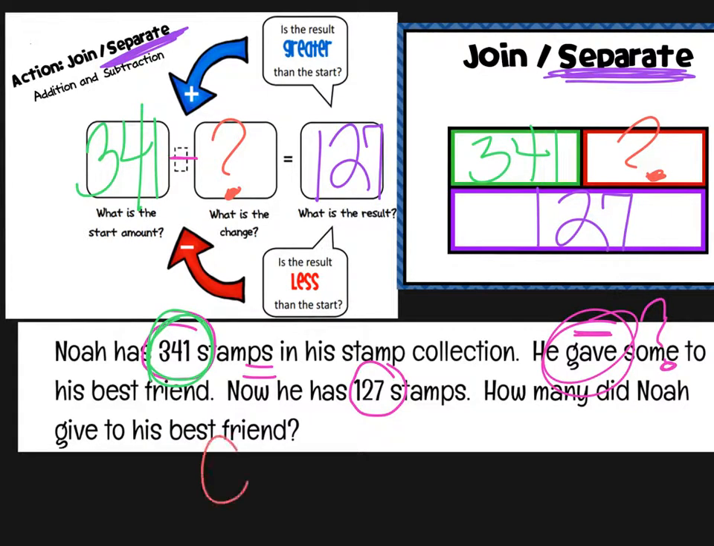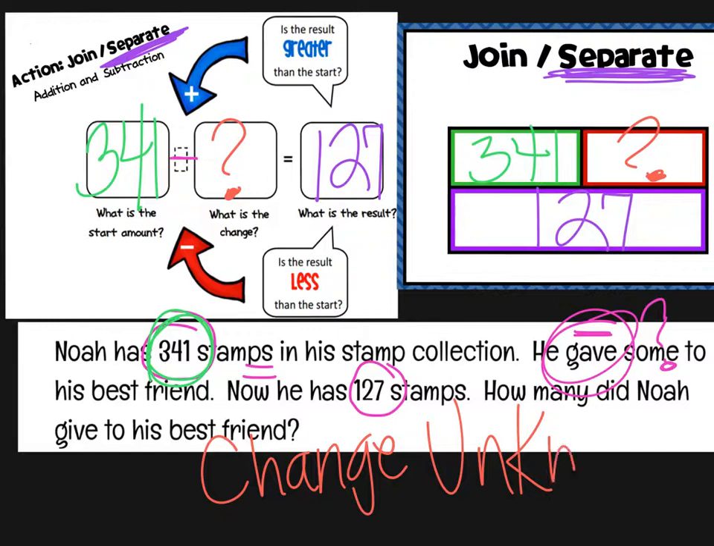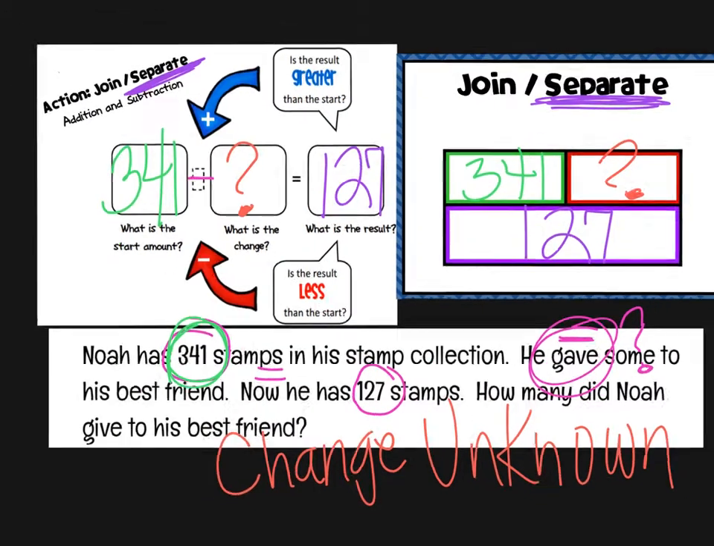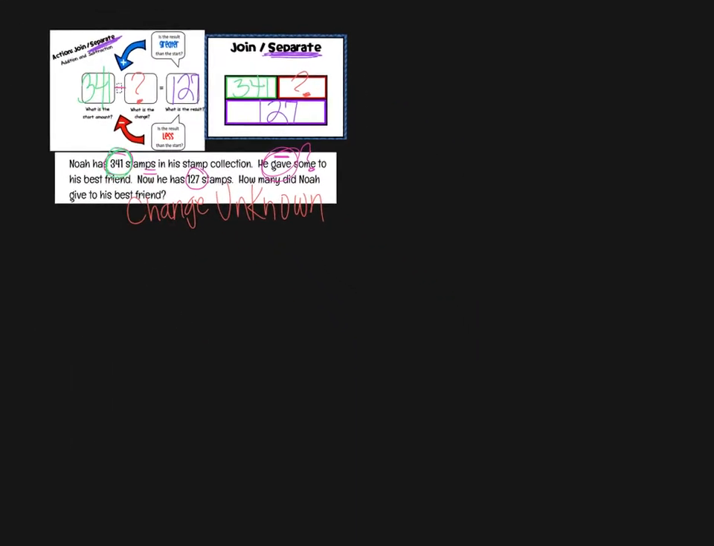Absolutely right. This is a change unknown problem. Because I had my start number, I didn't know what happened. There was a change. He gave some, so no number there. There's my question mark. And I knew the result because at the end, he had 127 left. So this is a change unknown problem. So now I'm going to have to figure out my two equations, my situation equation and my solution equation.